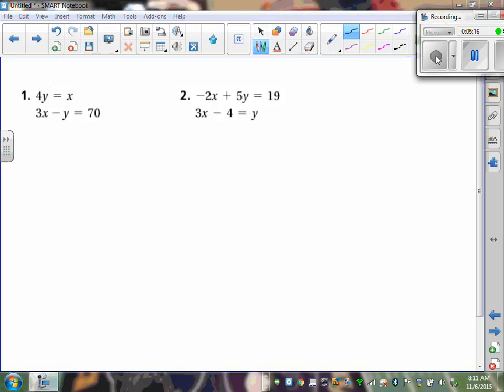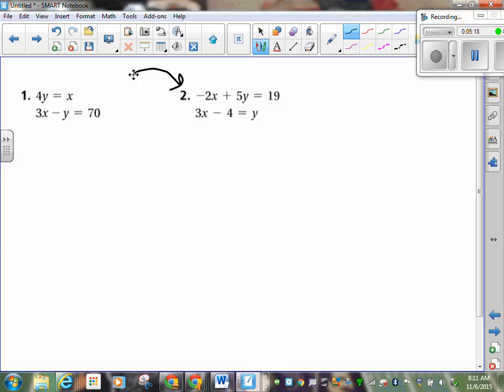We're going to take a look at number 2 now. Which letter is by itself or does not have a number next to it? What is it? Survey says, the bottom one, excellent. The bottom one, it says 3x minus 4 equals y.